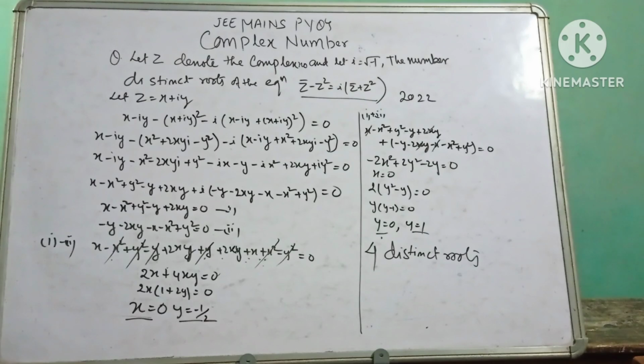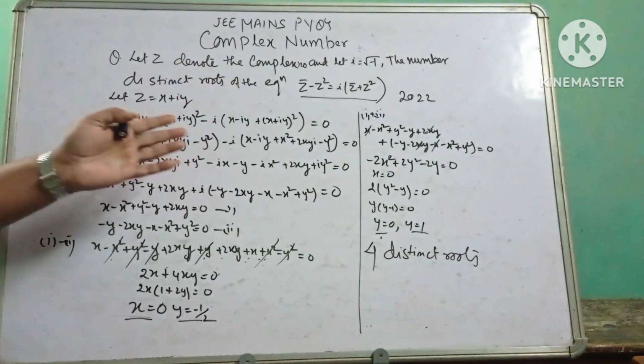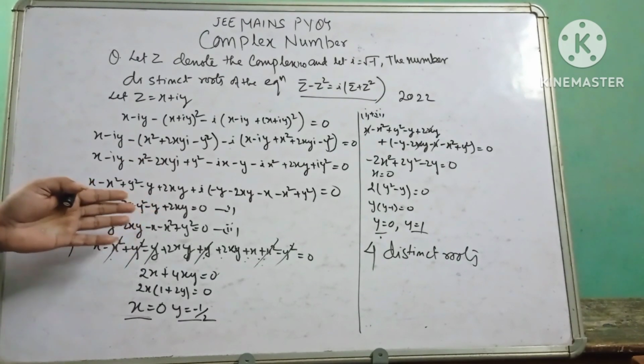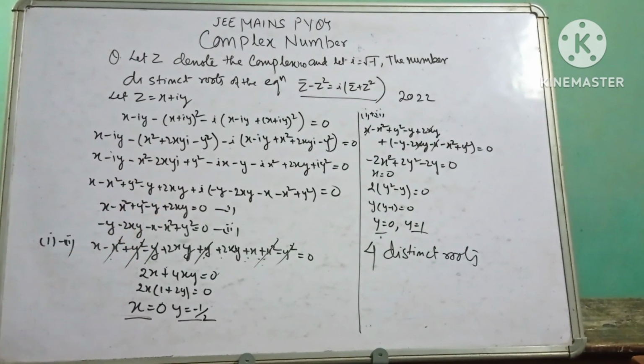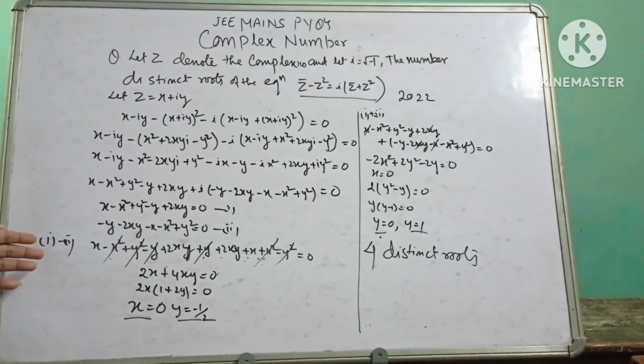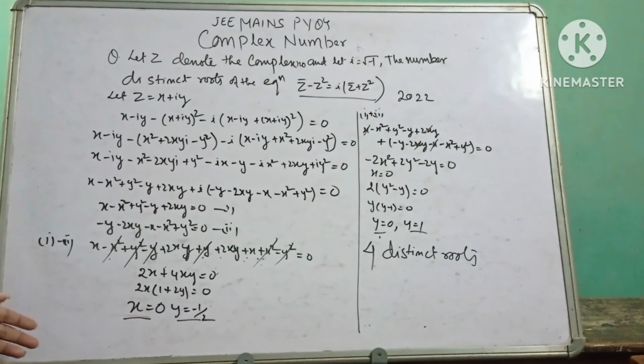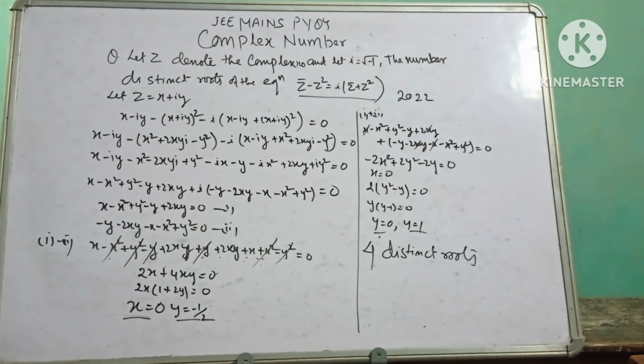So this was a simple question. You just have to place the value of z, and it is 0. So your real part is 0, imaginary part is 0. You have got two equations. So first you subtract, second time you add, and you are going to get the roots of this equation. So there are 4 roots, 4 distinct roots.